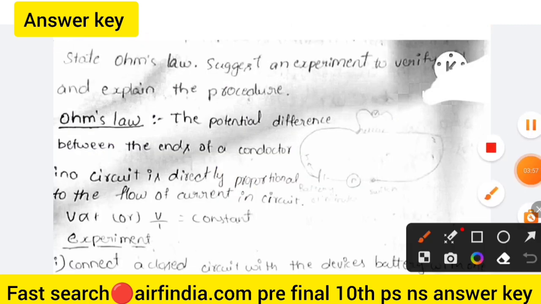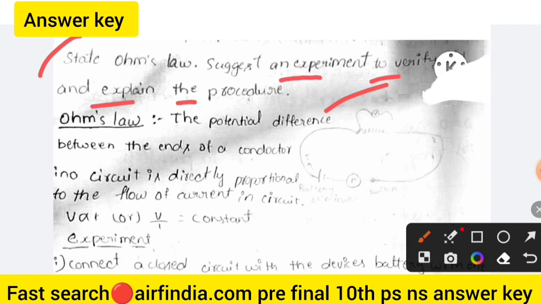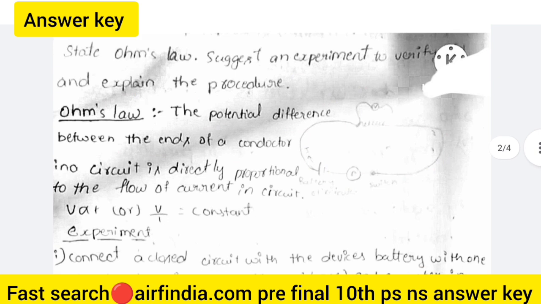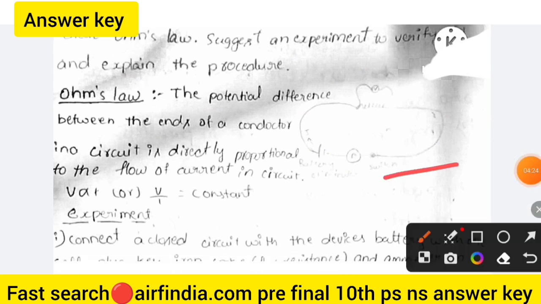Okay, so here we go for the next question. State Ohm's law. Suggest an experiment to verify it and explain the procedure. So Ohm's law: the potential difference between the ends of a conductor. So there is a diagram here, you see that. Okay, this is your diagram. I know it's a blurred diagram, but practice it. So the potential difference in a circuit is directly proportional to the flow of current in the circuit.